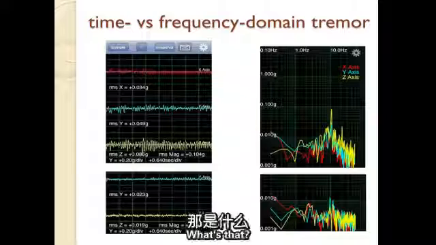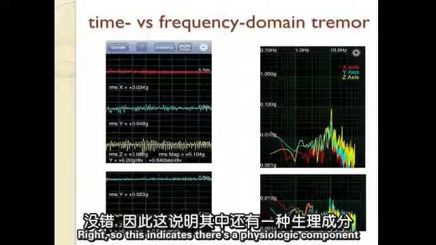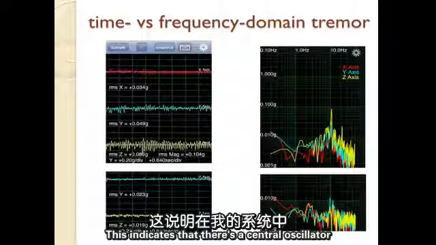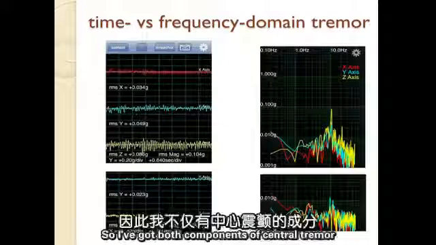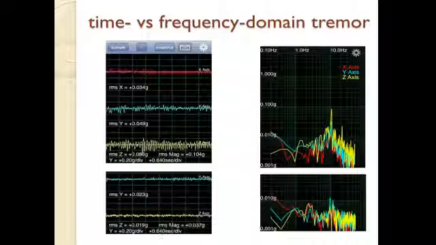Right, so this indicates there's a physiologic component. This indicates that there's a central oscillator in my system as well. And so I do have an alcohol-responsive familial history of tremor in my family. So I've got both components of central tremor and peripheral tremor.